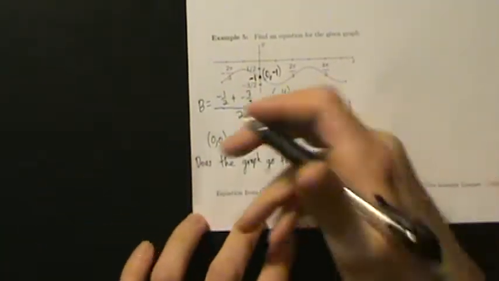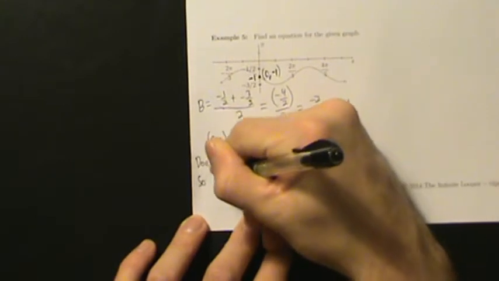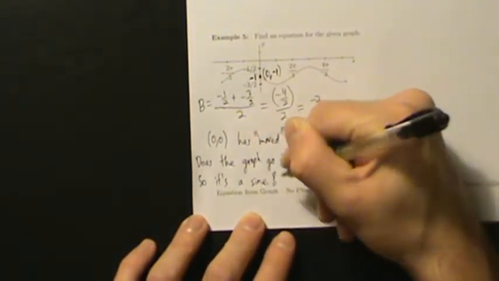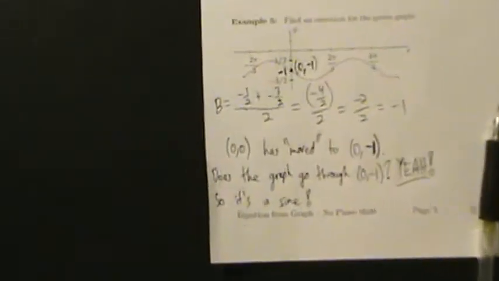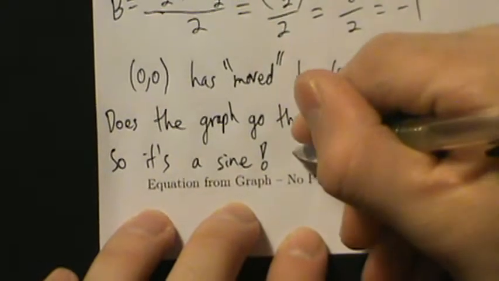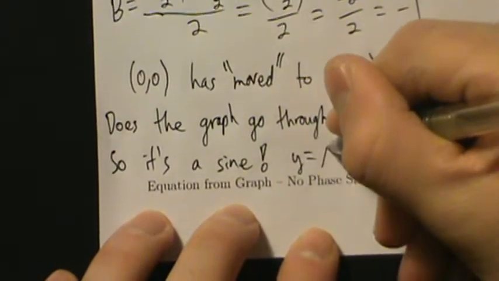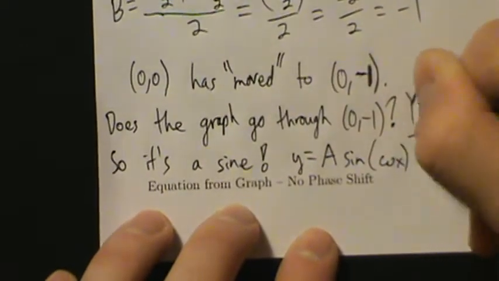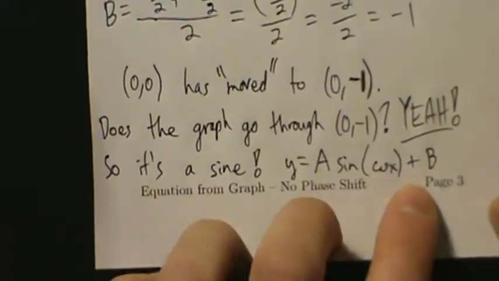So it's a sine. Let's zoom in a little bit on that. So y equals a sine omega x plus b. We already know what b is, but we're going to save that for step 5.